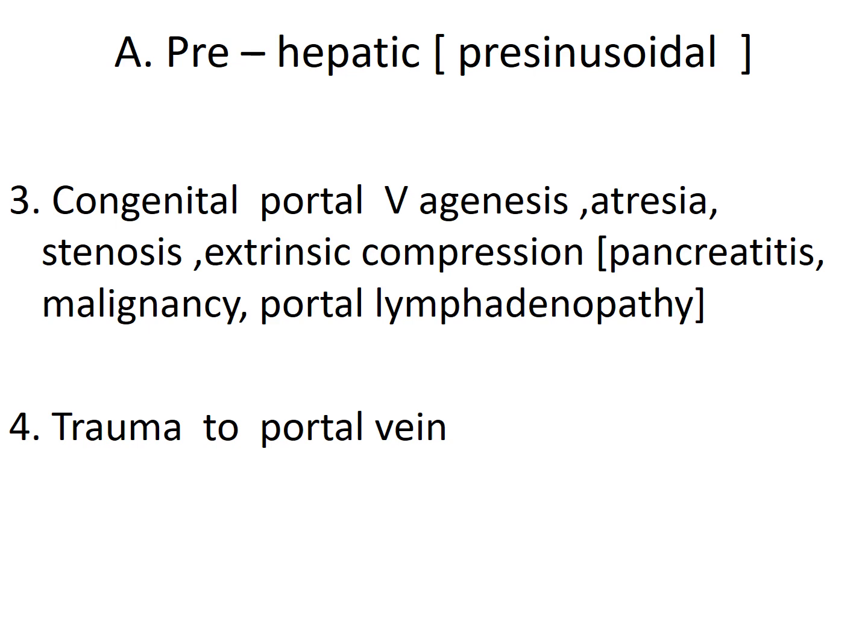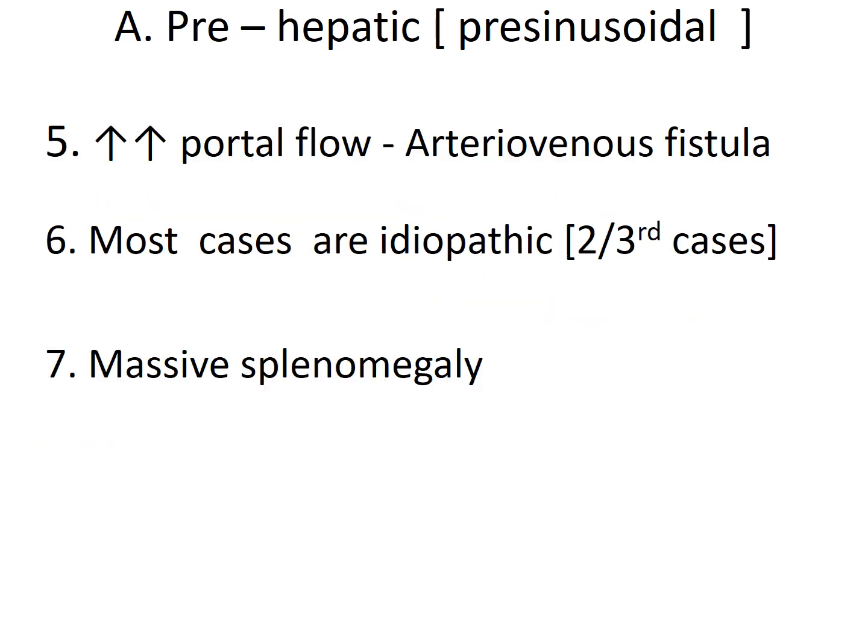Number 3 cause, congenital portal vein agenesis, atresia or stenosis. So these are the anatomical defects or malformations. And then extrinsic compression due to pancreatitis, malignancy, portal lymphadenopathy can cause prehepatic portal hypertension. Another cause is trauma to the portal vein. Number 5 cause, increased portal blood flow occurring in the arteriovenous fistula, which can be congenital or acquired.